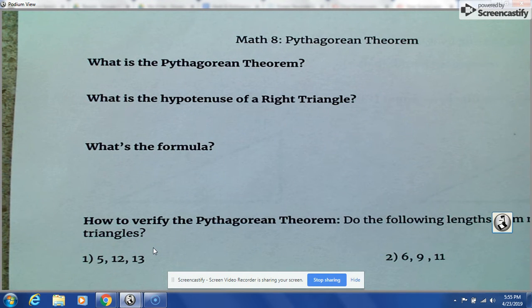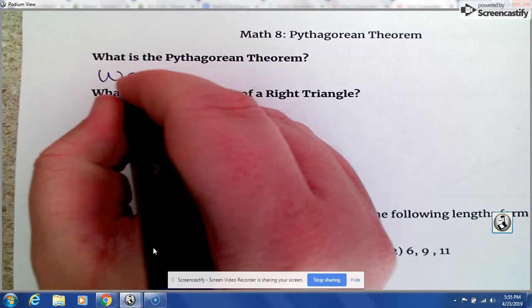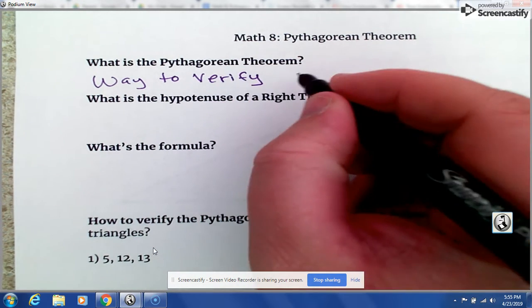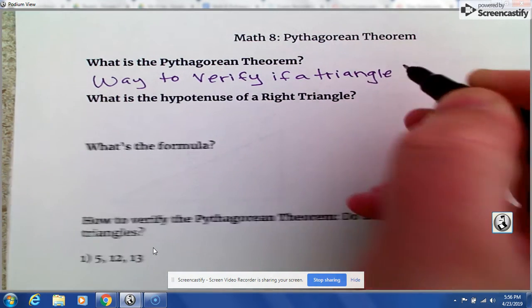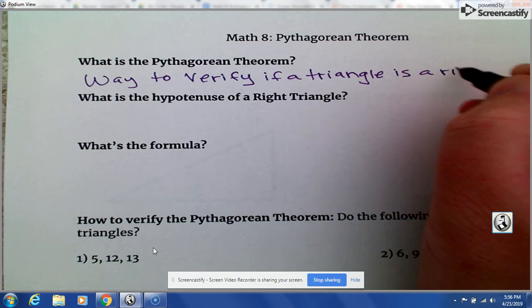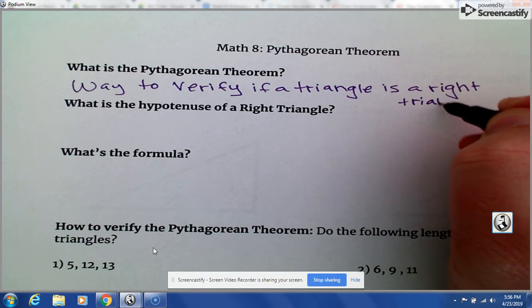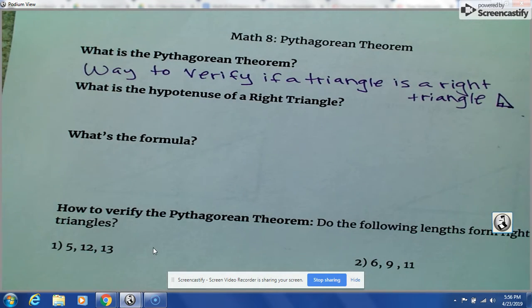Today we're going to be looking at the Pythagorean Theorem. That's how you pronounce that word. So what is the Pythagorean Theorem? Well, to start off, the Pythagorean Theorem is a way to verify, determine, confirm, whatever word you want to use, if a triangle is a right triangle, okay? And what that means is that it makes a sharp L, 90-degree angles. Not all triangles do that, okay?